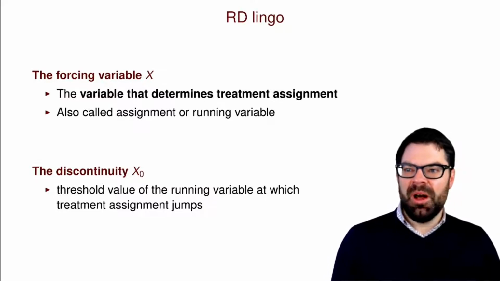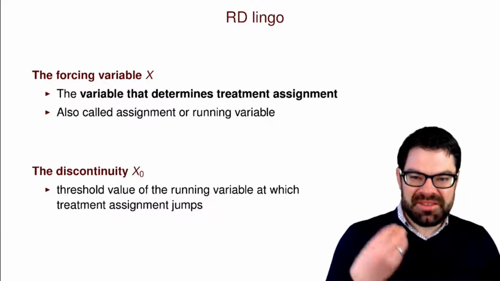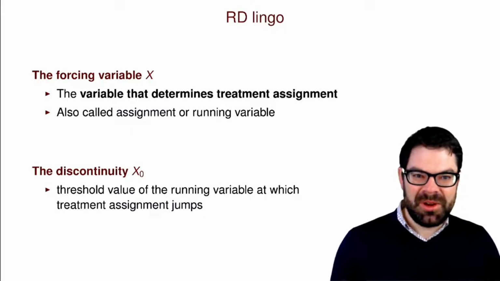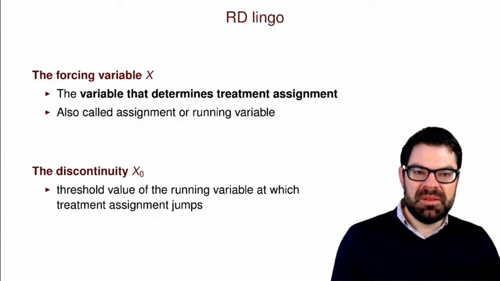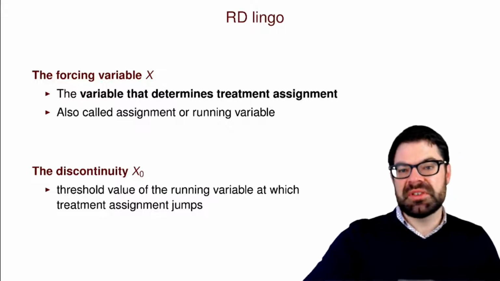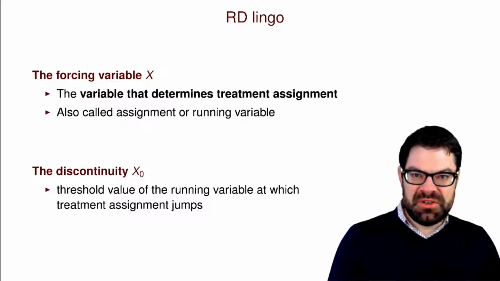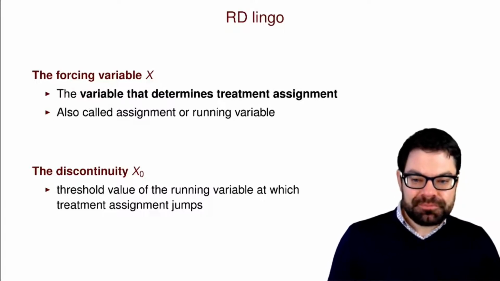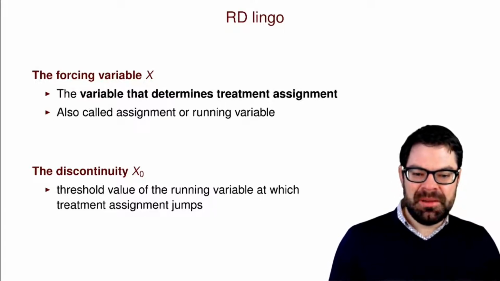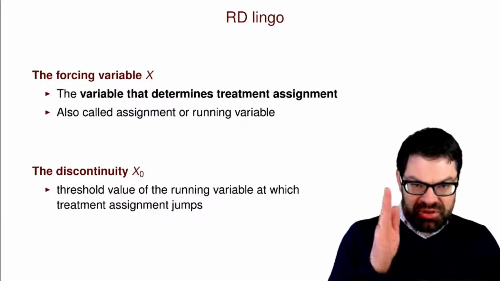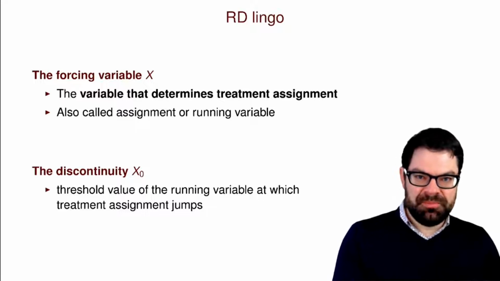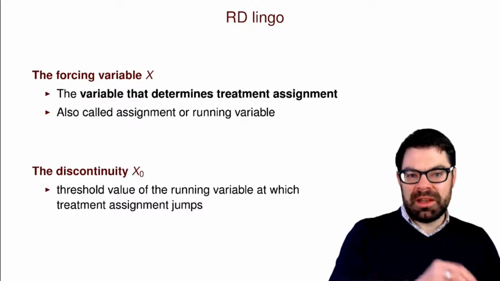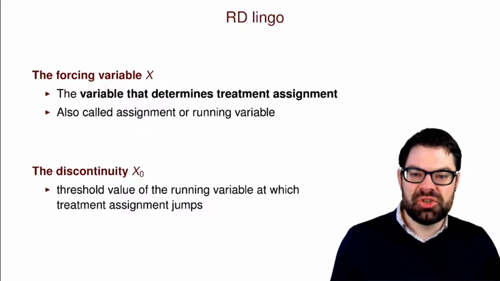In the example of baby's birth weight, that's the forcing variable. The baby's birth weight determines whether the baby is assigned to treatment, which is an emergency procedure in the hospital where they get special support, or not. And then the discontinuity is the threshold value at which the treatment assignment jumps, either from 0 to 1 or the likelihood of being assigned to treatment jumps.